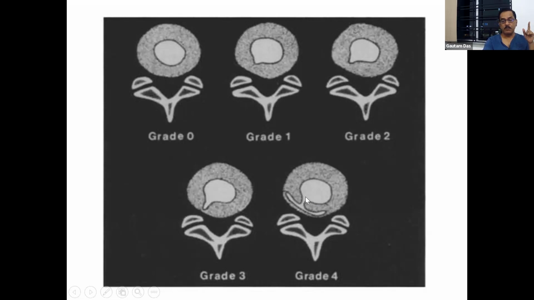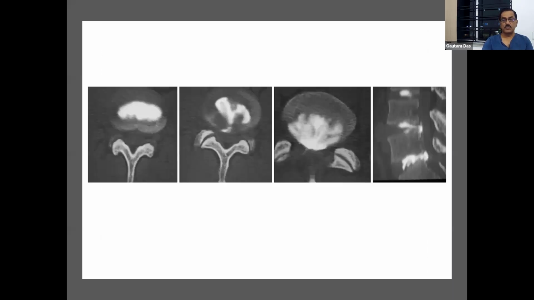And if the nuclear material is leaked outside, that is your grade 4. So the other 4 types of Dallas classification. CT discography is one of the very important investigations. Mostly earlier when we used to do a lot of discographic procedures, after the discography, CT scan should be done. And here you can see this is normal.